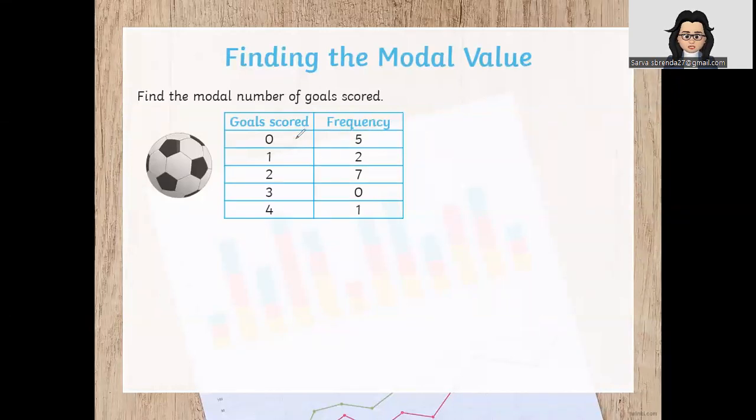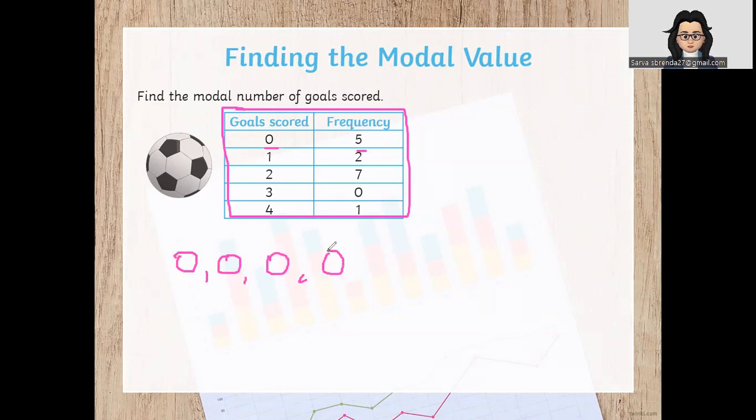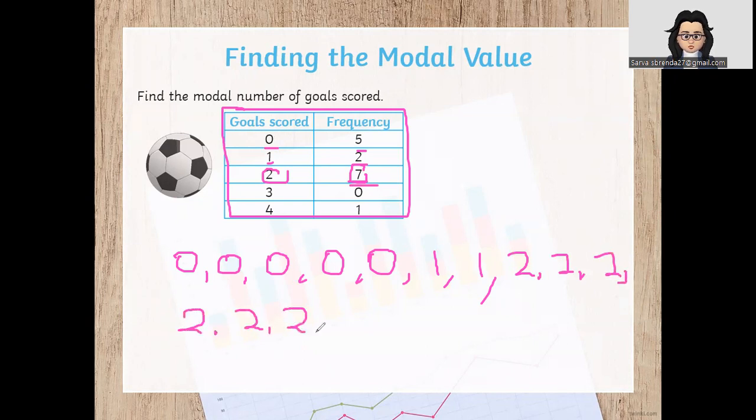Now, if I want to break this data, and that's important, you must know how to break it up. In other words, before this frequency table was built, how did the data look like? So let's build it up. 0, 5 people, which means 0, 0, 0, 0, 0. There were 5 zeros in the data. How many ones were there? There were 2 ones. So 1, 1. See that? How many people scored 2 goals? 7 people. So 2 goals, 2 goals, 2 goals, 2 goals, 2 goals, 2 goals, 2 goals. Did that get 7? 1, 2, 3, 4, 5, 6, 7.